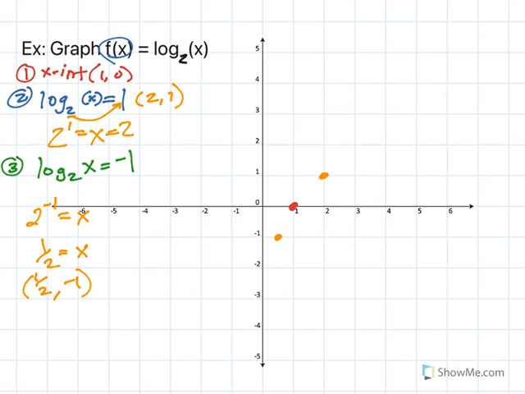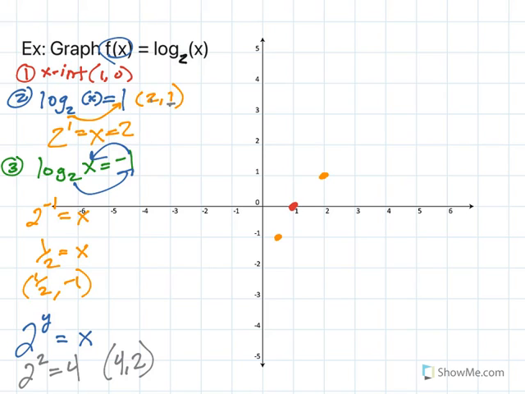You can also think through, what if I wanted another point? What would be a good point to use? With a base of 2, think this through. We would have 2 to the y equals x. I already have 2 to the first power, I already have a y of 1. So what if I did 2 squared? I would get 4. So my ordered pair would be (4, 2). We can think through it different ways. So (4, 2) is also a point on our graph.